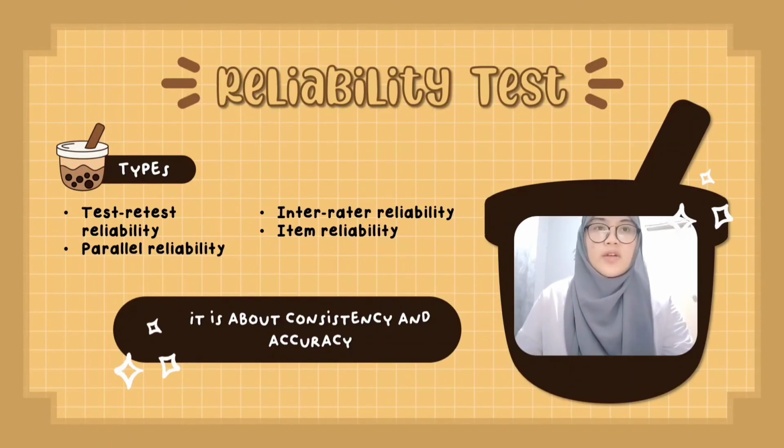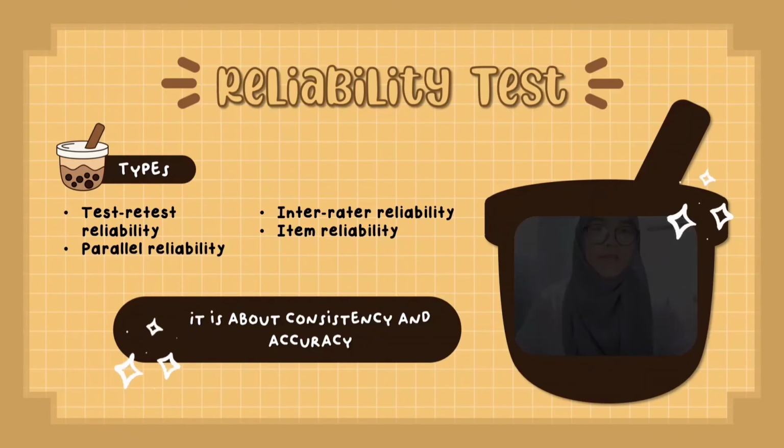The test is not reliable because it doesn't produce consistent scores. Hence, it's not possible to make a sound decision on the basis of such test scores. This is the essence of the concept of reliability, that is, producing consistent scores. And next is types of reliability. There are 4 major methods of determining reliability in language testing. They are namely test-retest, parallel forms, inter-rater, and item reliability.